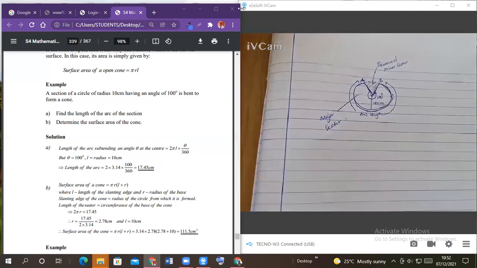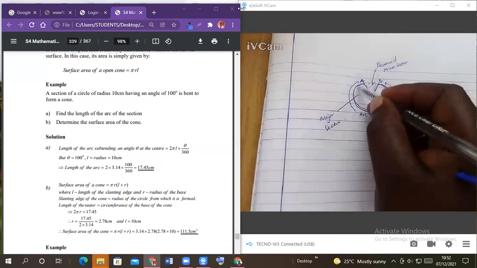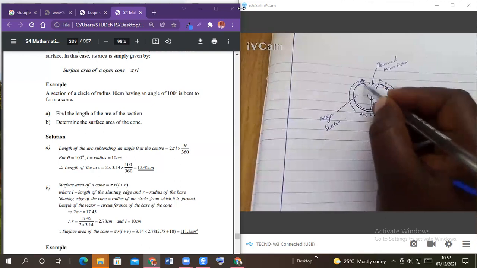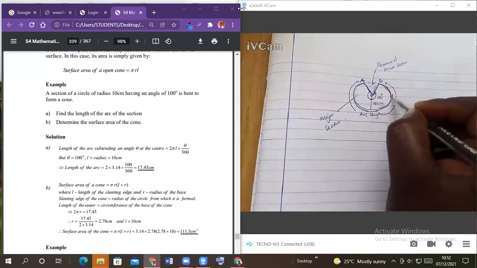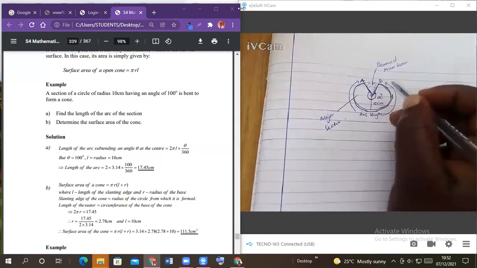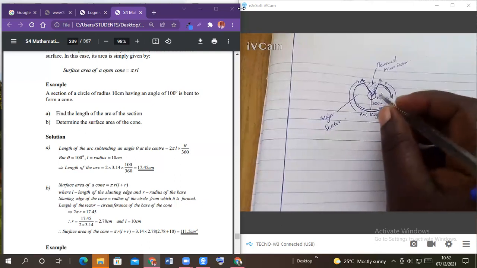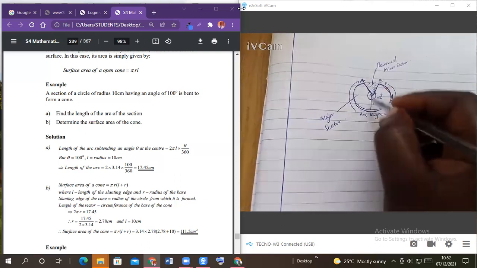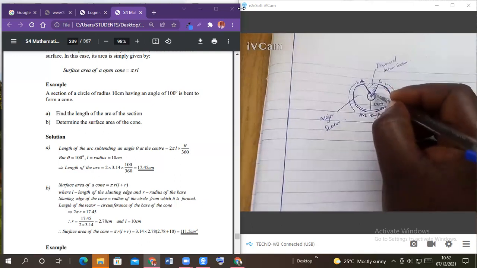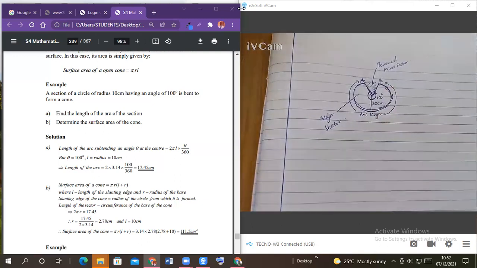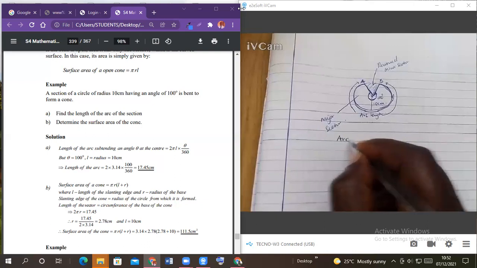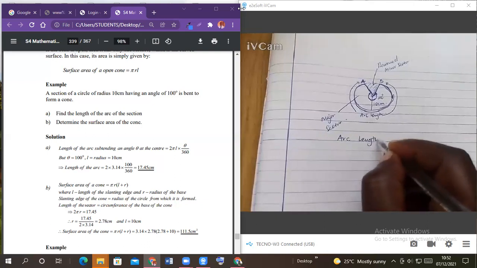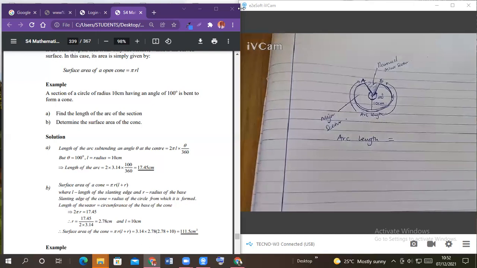Now they're asking, what is this distance? How do you get that distance? The length from A, moving this direction, up to B, whereby the angle of this section here is 100 degrees. So this takes us back to where we have to determine what we call the arc length. I don't know whether you remember how we get the arc length.